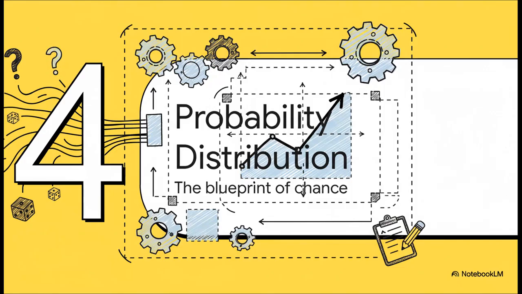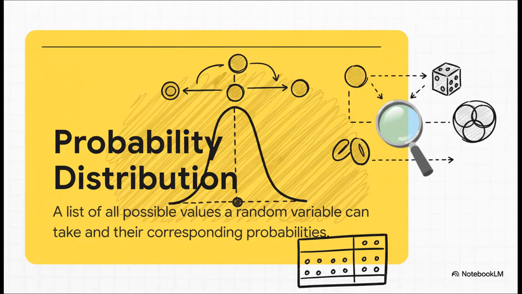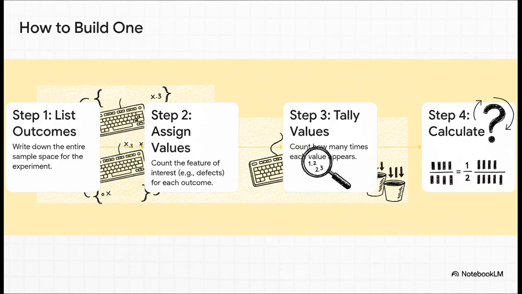Okay, so we've met our random variable. Now let's use it to build something really, really powerful. It's called a probability distribution, and you can think of it as the complete blueprint for our random event. And it's pretty much exactly what it sounds like. It's just a list or a table that shows you every possible value our random variable can take, and right next to it, the exact probability of it happening. It's like the ultimate cheat sheet for our random event. So how do you actually make one of these? It's a really simple 4-step recipe.